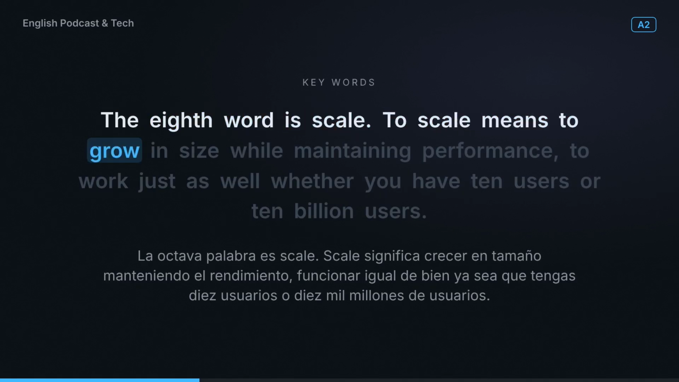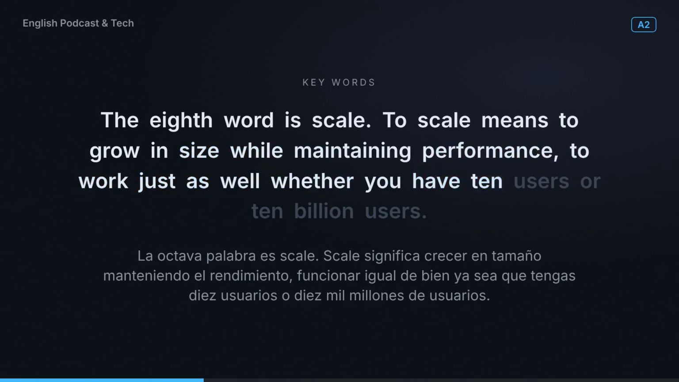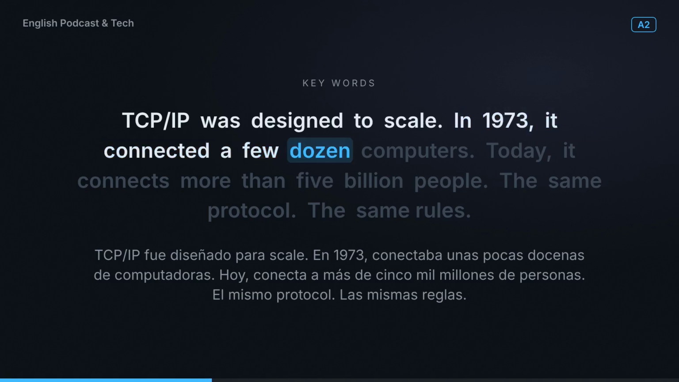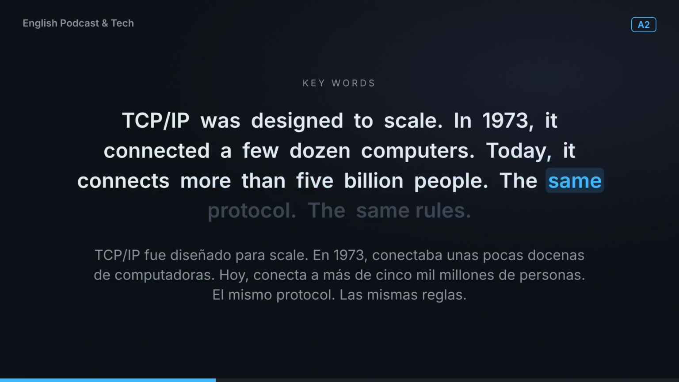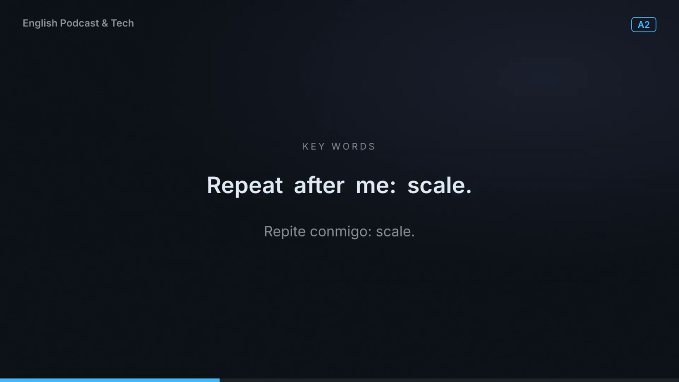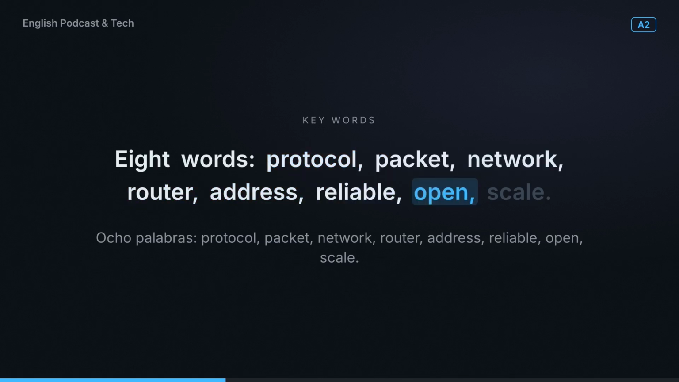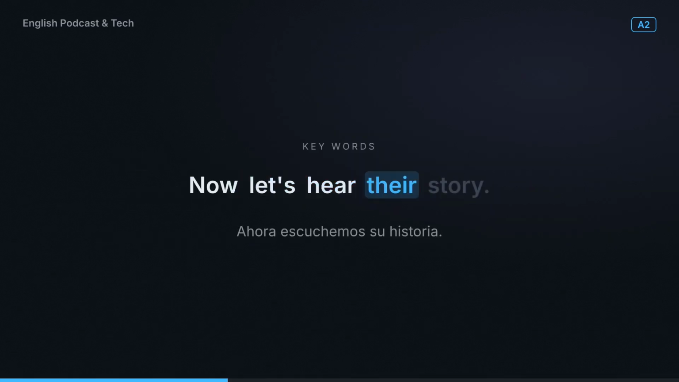The eighth word is scale. To scale means to grow in size while maintaining performance. To work just as well whether you have 10 users or 10 billion users. TCP/IP was designed to scale. In 1973, it connected a few dozen computers. Today, it connects more than 5 billion people. The same protocol, the same rules. Repeat after me. Scale. 8 words. Protocol, packet, network, router, address, reliable, open, scale. Now let's hear their story.